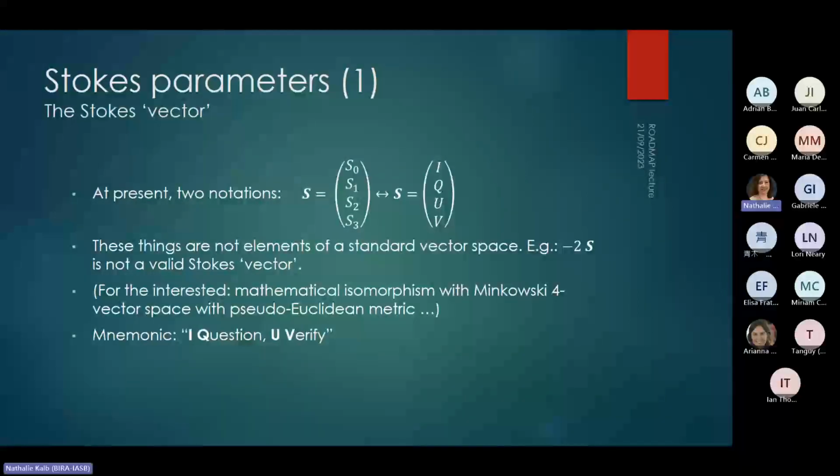So one word about the Stokes vector. We have two notations: S0, S1, S2, S3, or IQUV. Some papers use the first, other papers use the second. These are not elements of a standard vector space. Multiply it with -2, for example, and this is not possible because -2 times I is not possible. Okay, I skip this because this is only for weirdos like me.